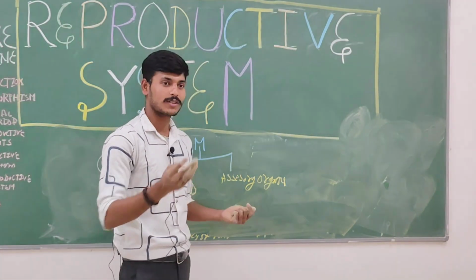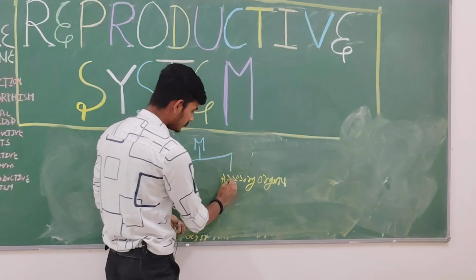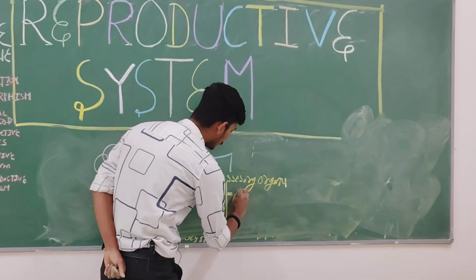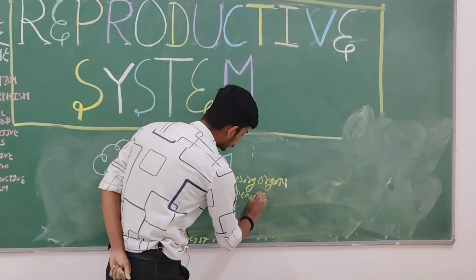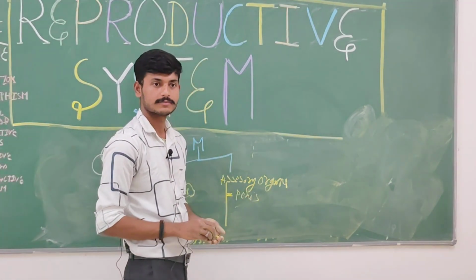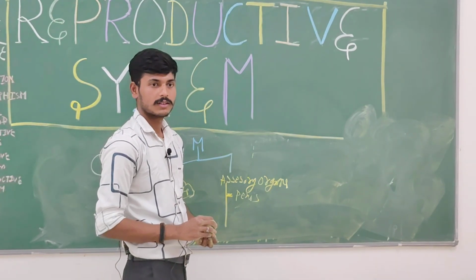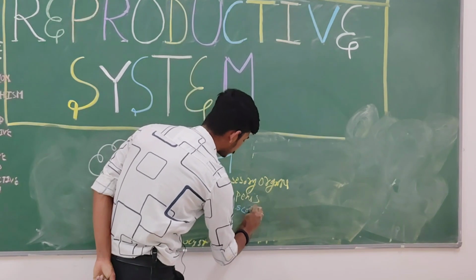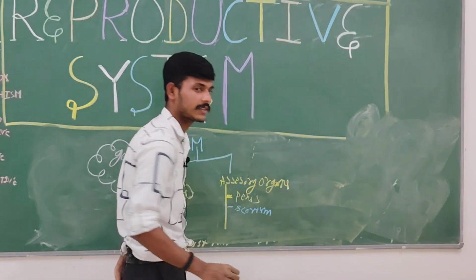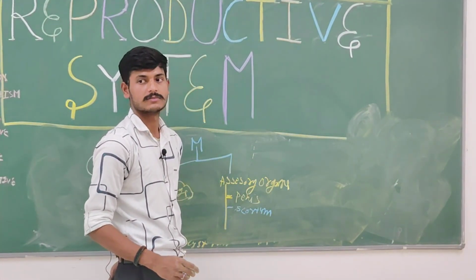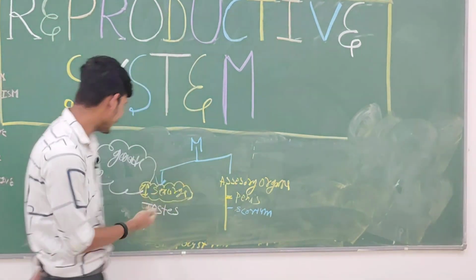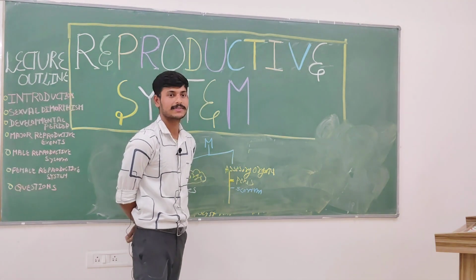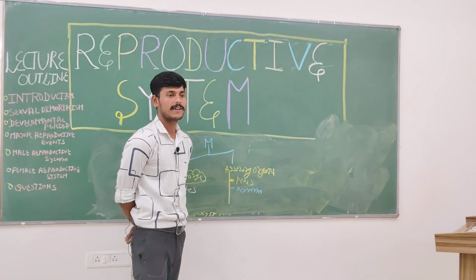Okay, and the accessory sex organs, just name them. Penis, that's external genitalia, very good. Then what else? Scrotum, yeah. Then? Sperm, they are produced in testis. Okay. So next part.